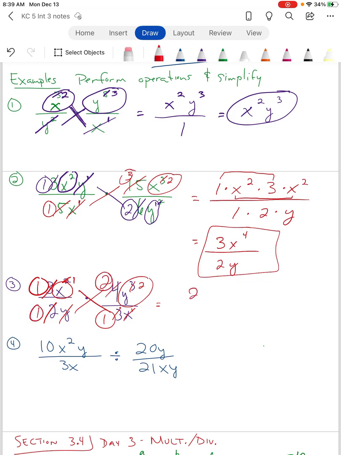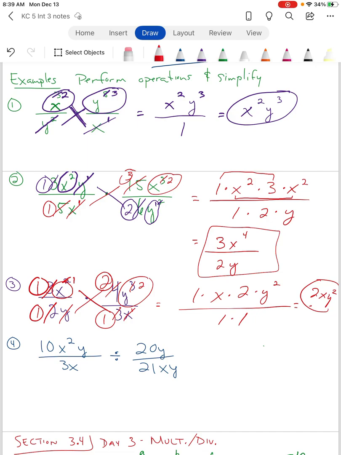So I get 1 times x times 2 times y squared on the top, and then 1 times 1, which will give me 2xy squared over 1, or over nothing since it's just 1. So that is my final answer.